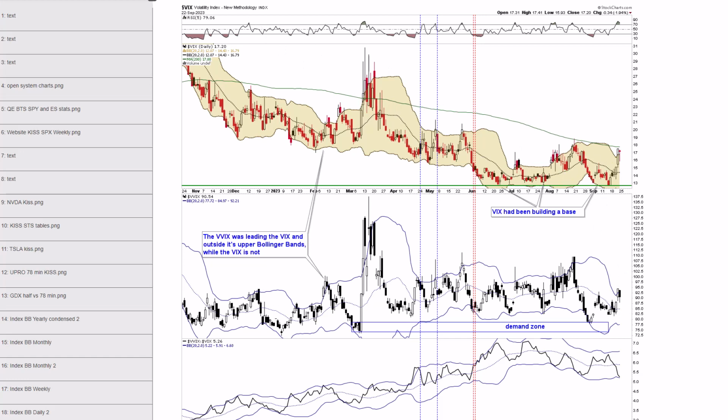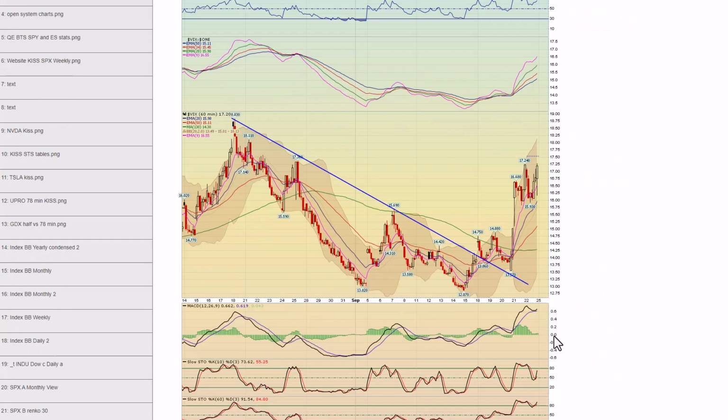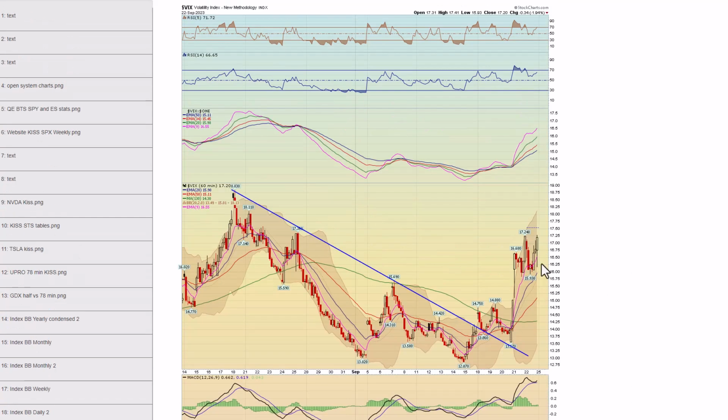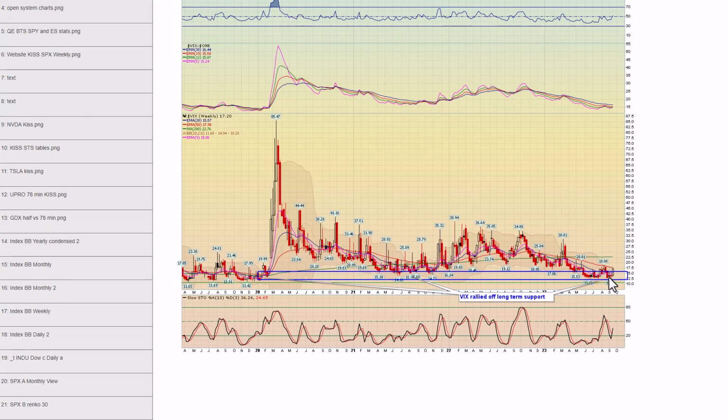Chart 50, here's a 60-minute chart of the VIX. Again, you can see heck of a rally from this trend line break. And quite honestly, still looks pretty good here, kind of like a flag. Chart 51, here's a weekly chart of the VIX. If you really wanted to get a real good, gut-wrenching sell-off in the market, this is basically at long-term support, as you can see.